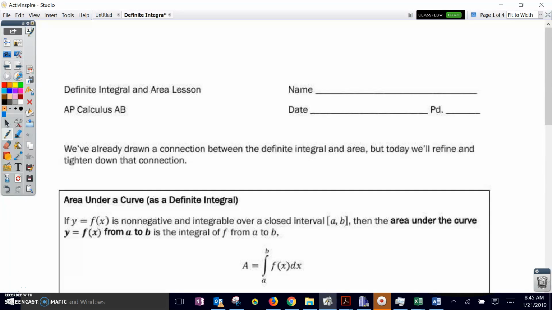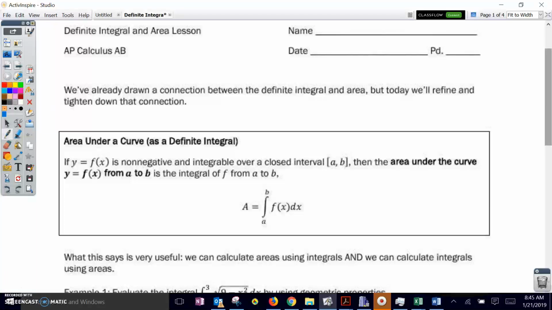Alright, welcome back everybody. In this video we're going to look at the definite integral and area, and the connection between the value of the definite integral and area. We start here with a basic definition of the area under the curve as a definite integral. If we have a function that is non-negative and integrable over a closed interval, then the area under the curve is just equal to the value of the definite integral from one end point of the interval to the other.